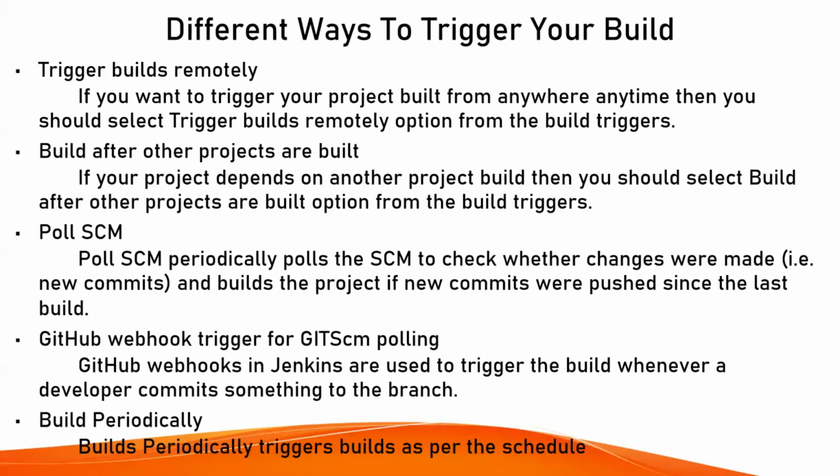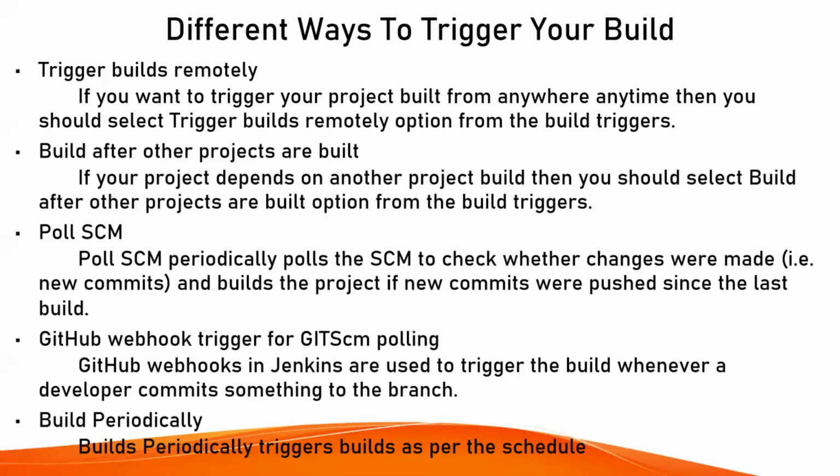PollSCM. This is a very common way of triggering your build. PollSCM periodically polls the SCM, which is source code management, to check whether changes were made and builds the project if new commits were pushed since the last build. The other important one is the GitHub webhook trigger for Git SCM polling, and that's what our demo is going to be, how to integrate the webhook with Jenkins.